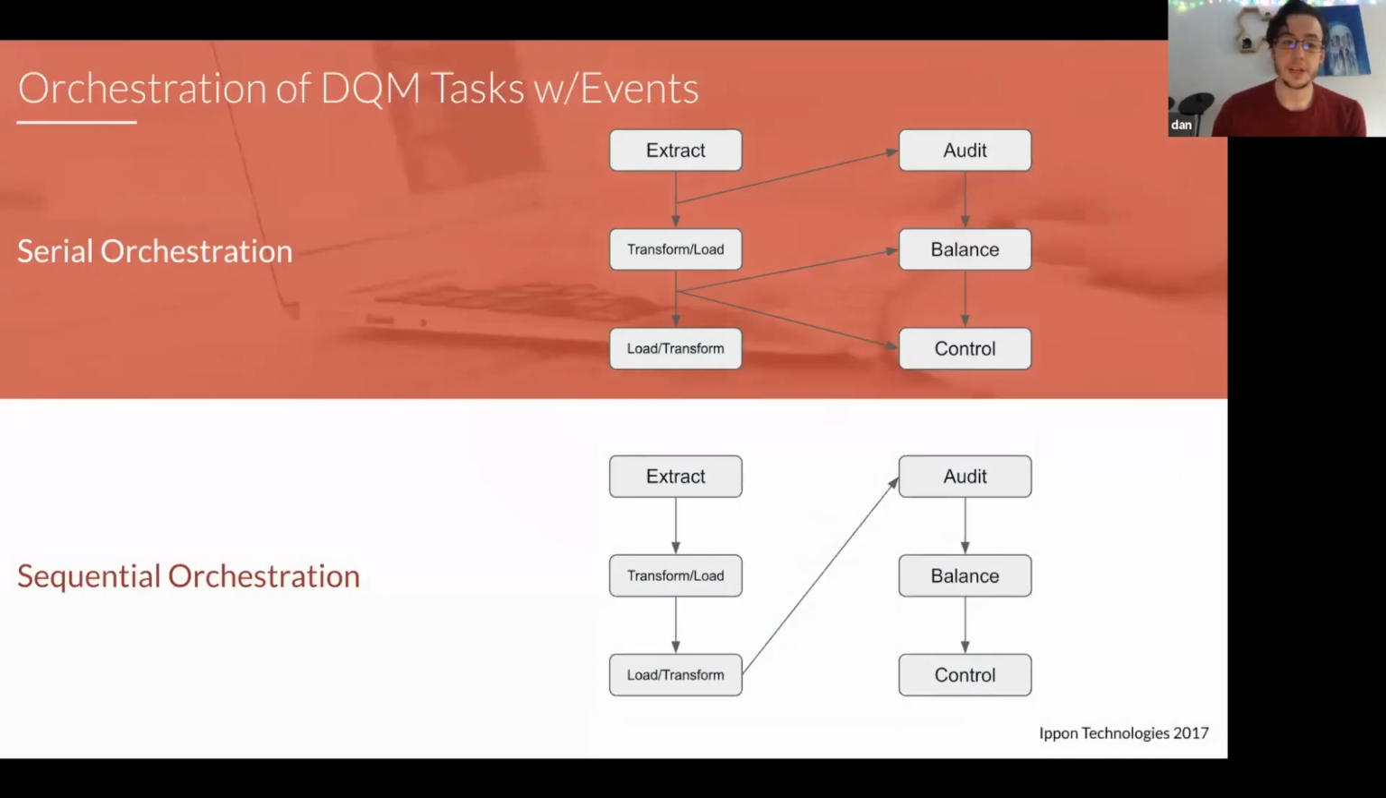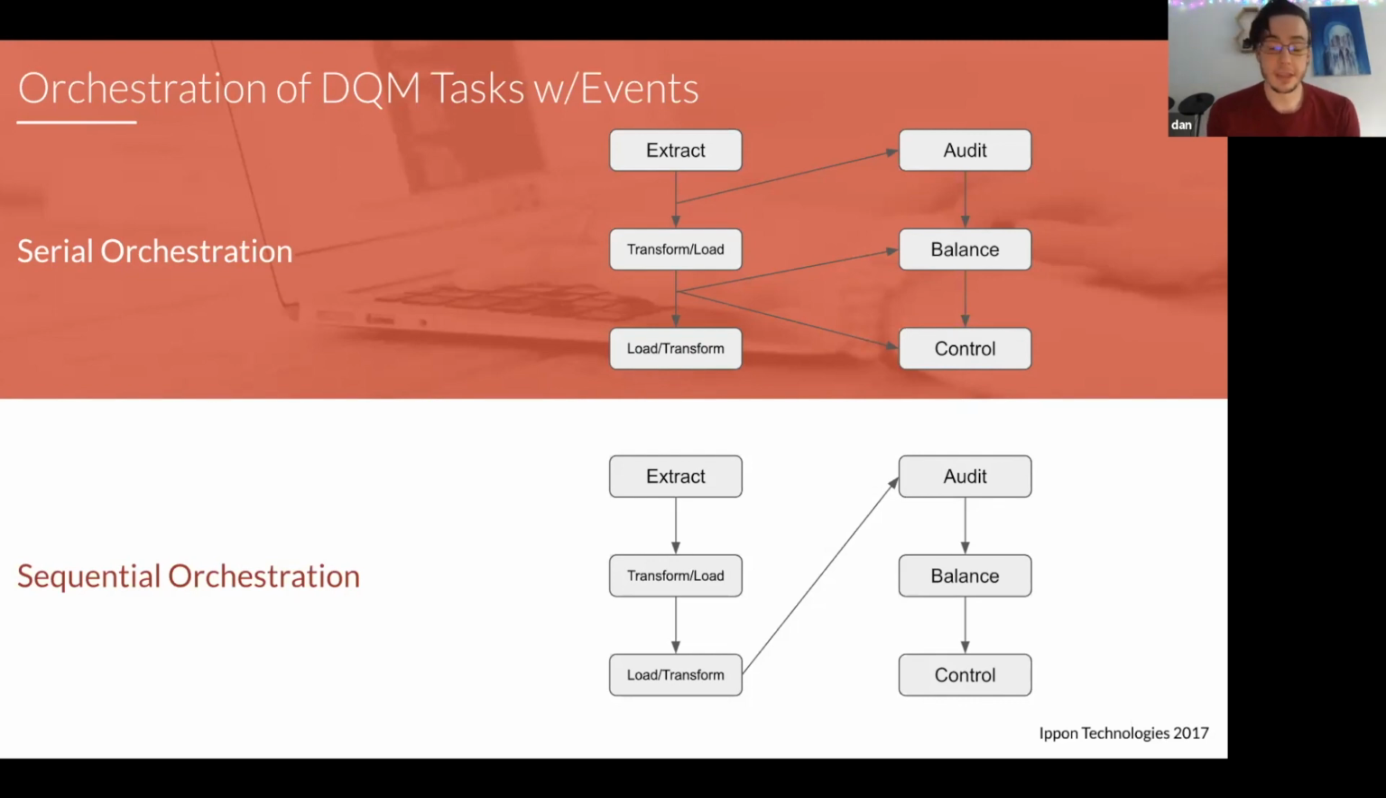So I touched on the different strategies of orchestrating DQM tasks before. This may be an easier way to see that. In the top, we have serial orchestration, where you orchestrate whenever you want, in whatever order you want. Here I'm showing that the audit process will run between extract and transform, and between transform and load, we're calling balance and control. That's totally up to your discretion whenever you want that to happen.